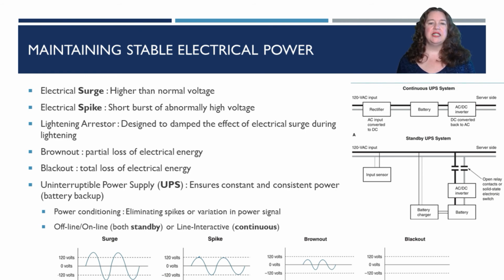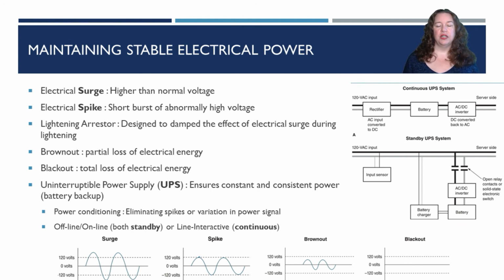A spike is a very short burst of an abnormally high voltage. So spikes are just like, we're going to pop really quick and then it's going to go down, whereas surges are consistently higher than normal voltages. So they're both different types of voltages. Brownouts is where you lose some of your power, and blackouts are where you lose all of it. There's no power at all.